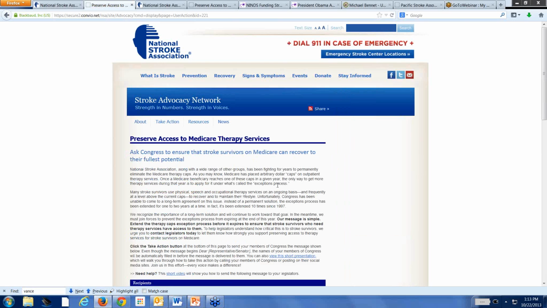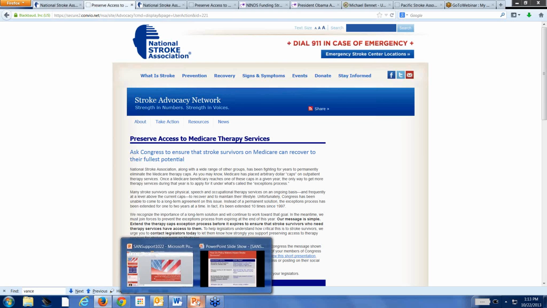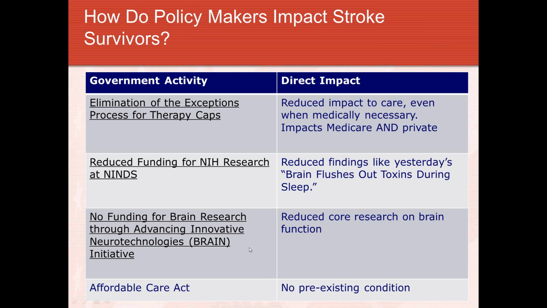Now again, for those who are thinking, well, that has the word Medicare in it, so it doesn't impact me. While it doesn't directly impact private insurers, a lot of private insurers do take their cues from what Medicare is doing. So definitely everyone needs to be communicating on this one, whether you are under Medicare or not. So that's one thing that is how policymakers impact stroke survivors every single day, a critical one.